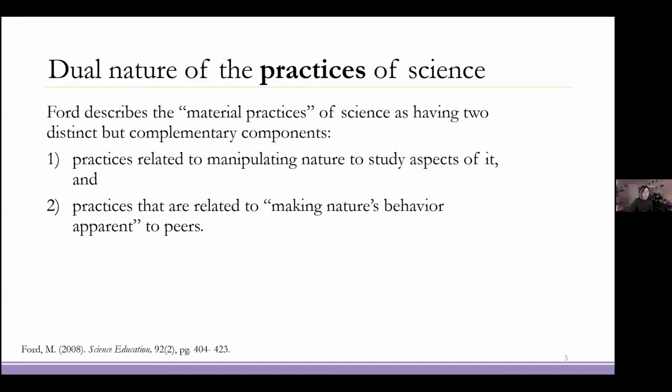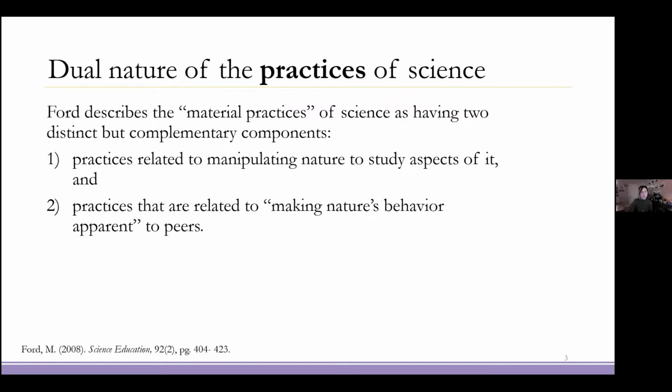What we mean by scientific practices, we're using Ford's description, where he describes this dual nature of the practices of science. There are two distinct but complementary components. The first is where you're physically manipulating nature to study aspects of it. And the second is when you're using practices to communicate science to peers, making nature's behavior apparent to peers.